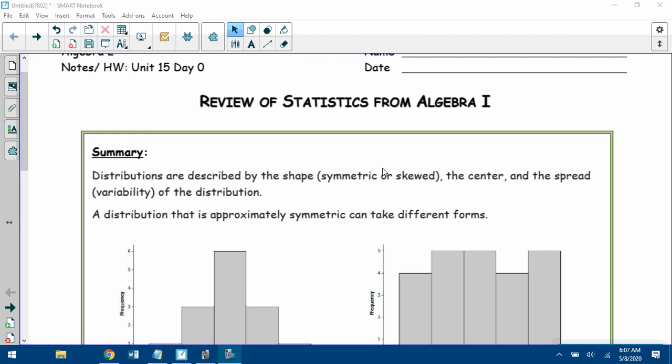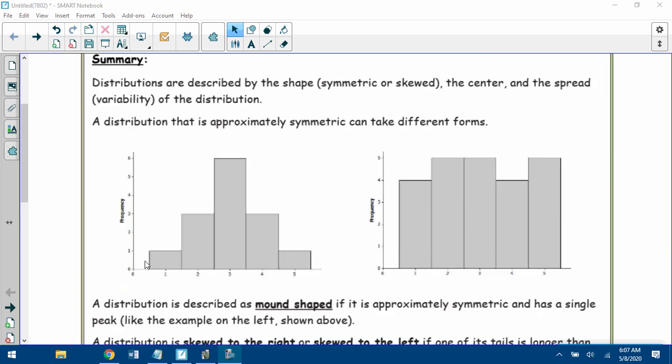A distribution that is approximately symmetric can look at different forms. So this is symmetric, nice looking shape. This isn't perfectly symmetric, but it's approximately symmetric. It's similar left and right hand side.